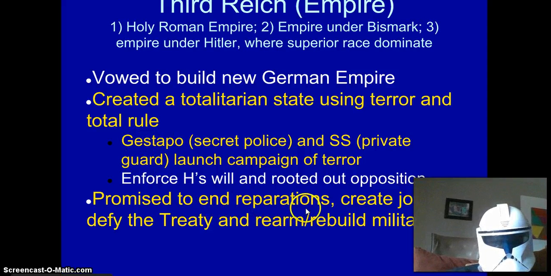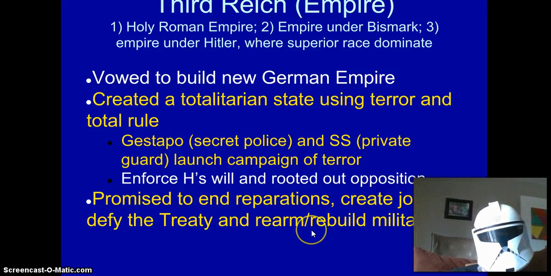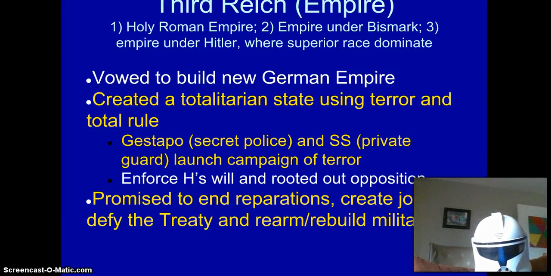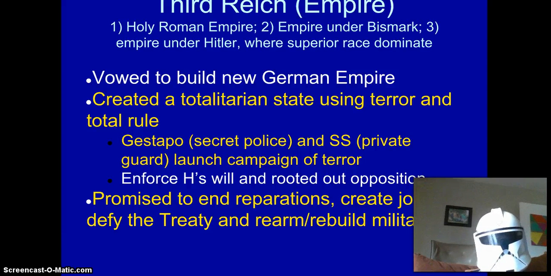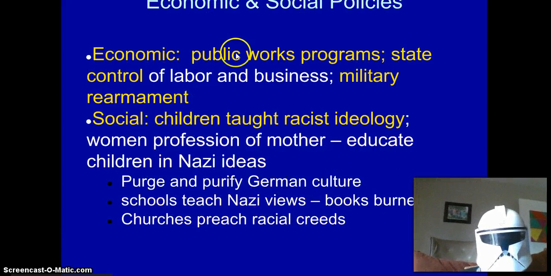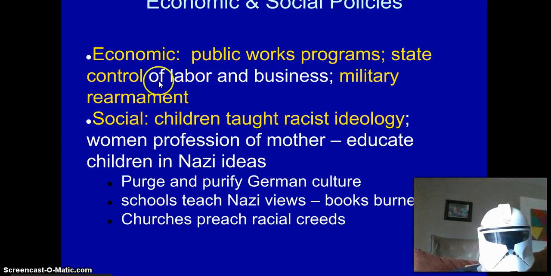He promised to end reparations, create jobs, defy the treaty, and rearm and rebuild the military. Basically, he said he was defying the Treaty of Versailles, which is what people were unhappy with in the first place. So he was going to try to do for Germany what he felt was best for Germany. He started public work programs, and he started state control of labor and businesses. So he sort of took over everything, but he also started rearming the military.